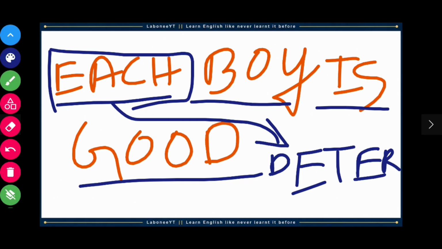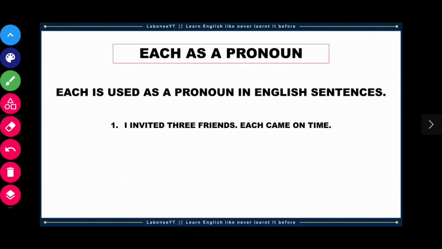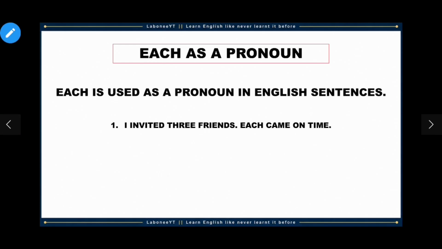So next, that is each as a pronoun. Each is used not only as a determiner but also we use it as a pronoun in English sentences. Let's discuss this thing with an example.